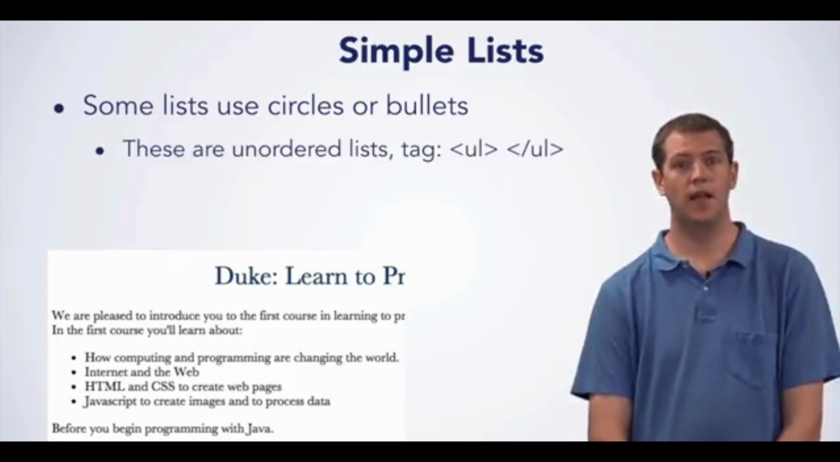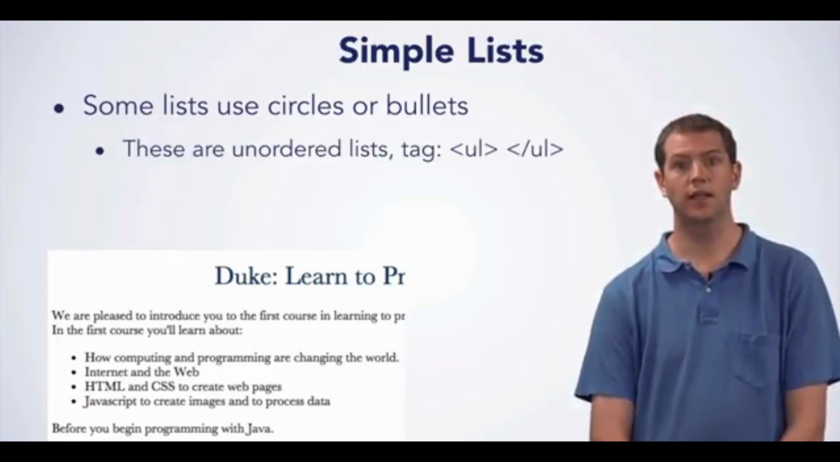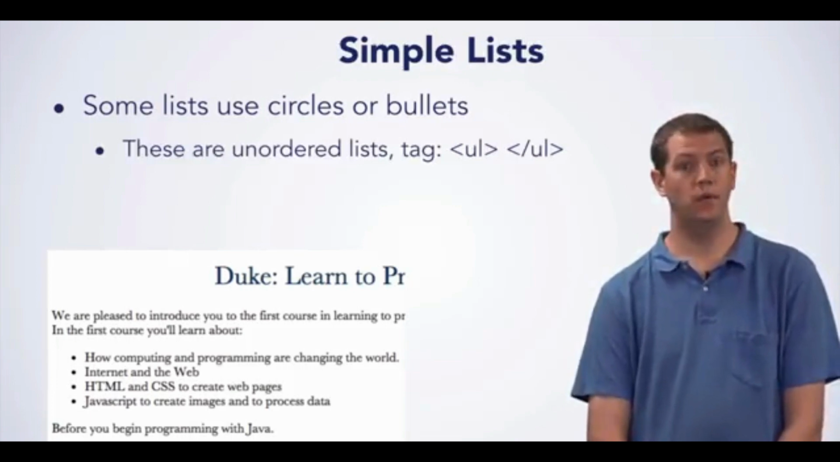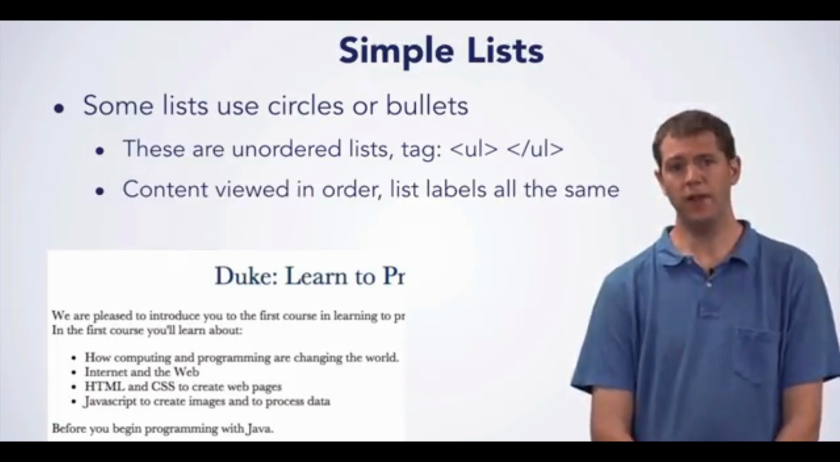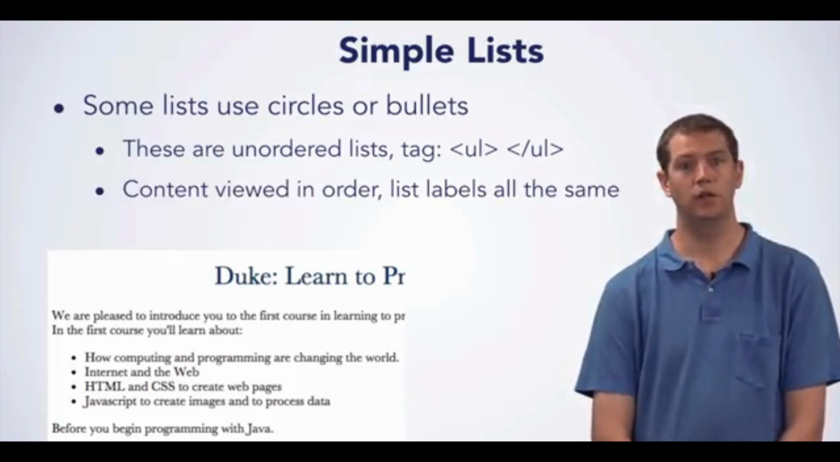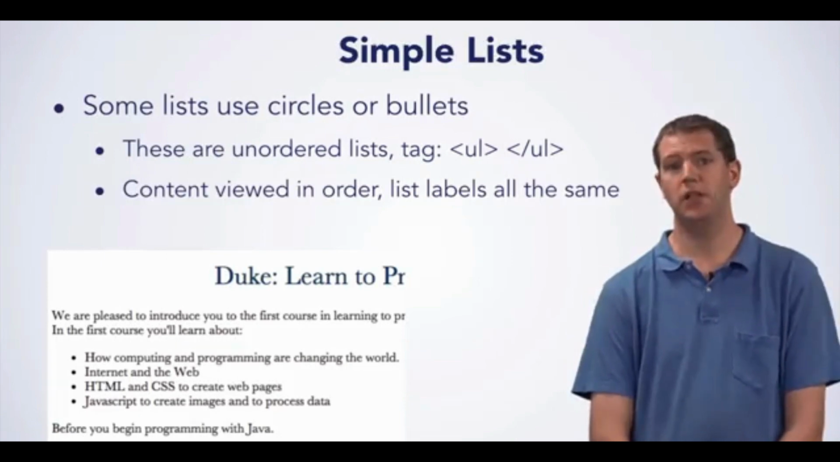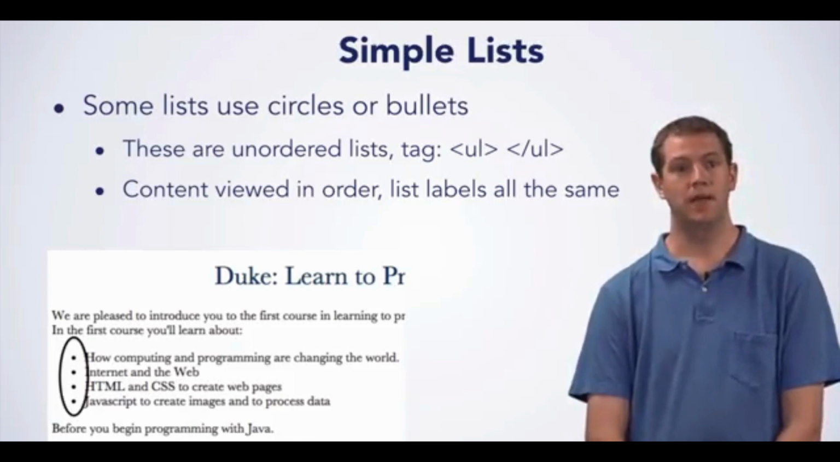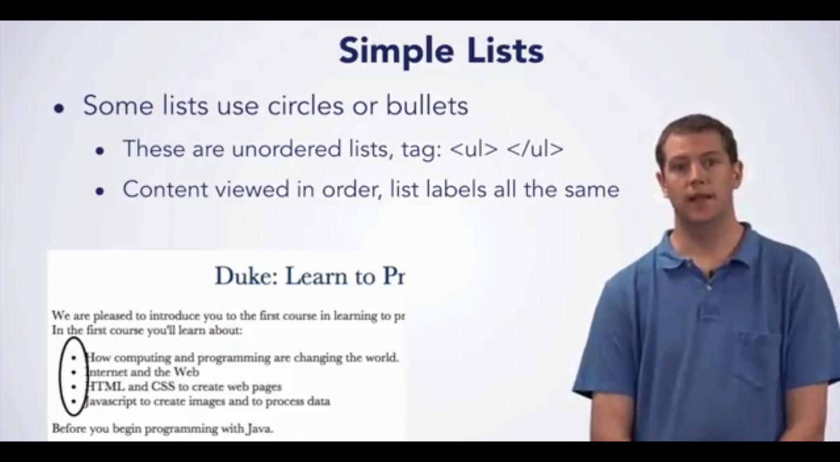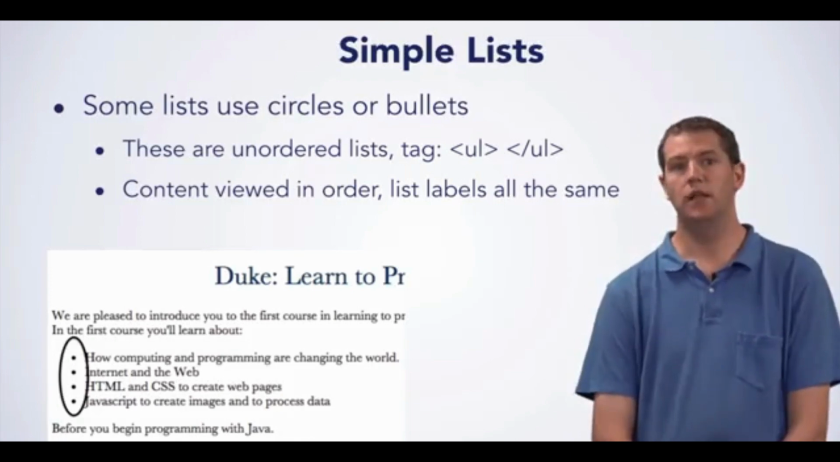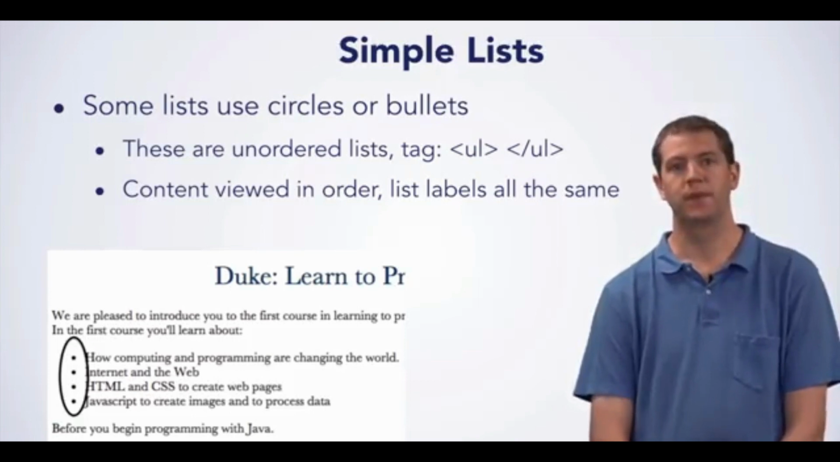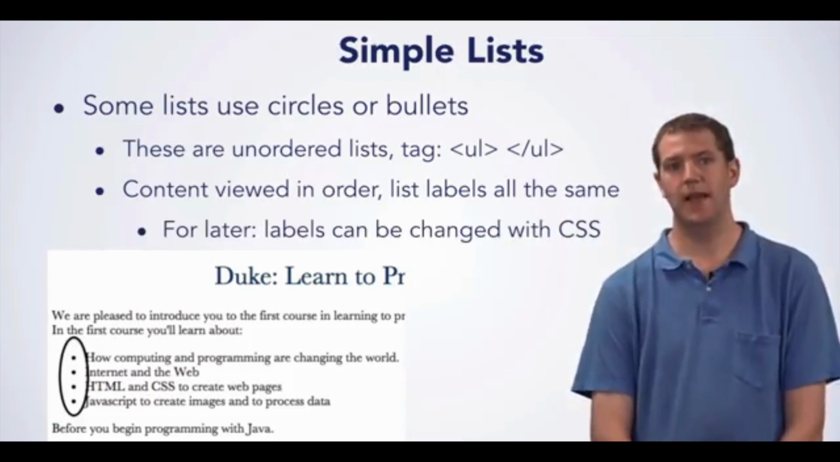This particular style of list is called an unordered list, which you can create with the UL tag, which stands for unordered list. Even though the list is called unordered, the content still appears in the order that you specify it. It is just called unordered because the labels are all the same bullets by default. Later in this lesson, we will show you how to create lists with numbered items. When you go on to learn about CSS, you can change the style of the bullets.